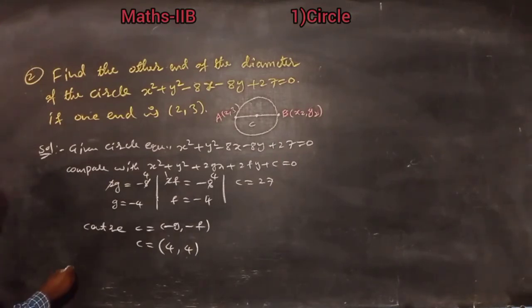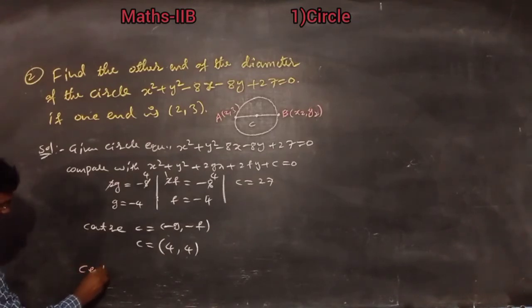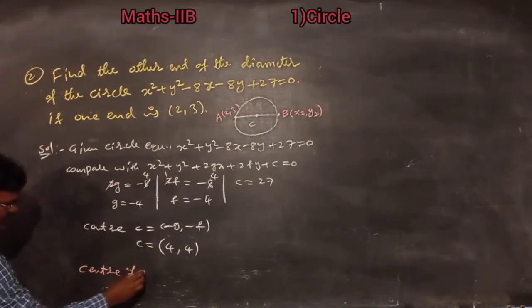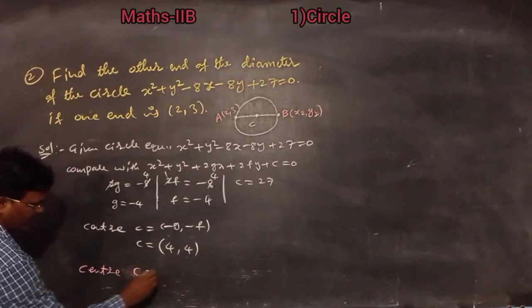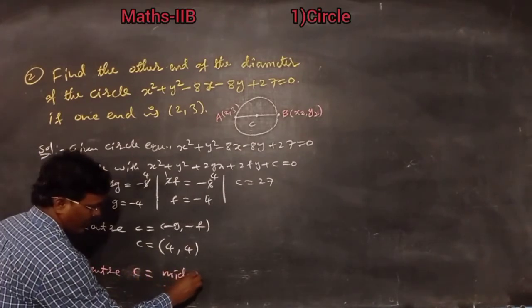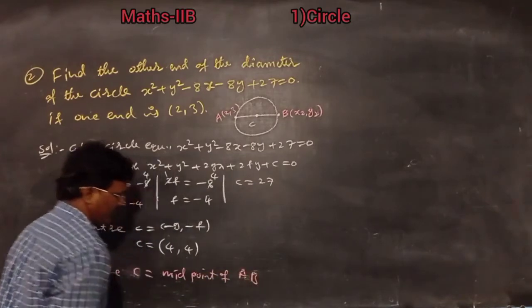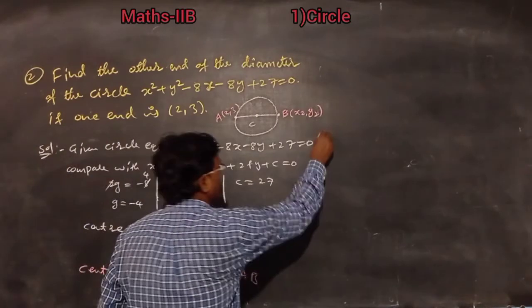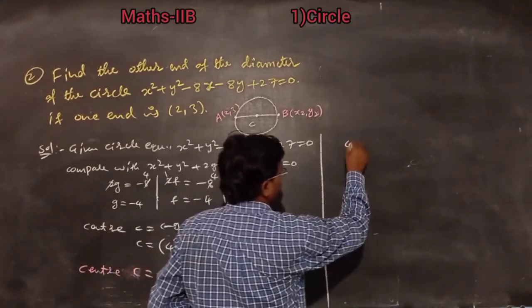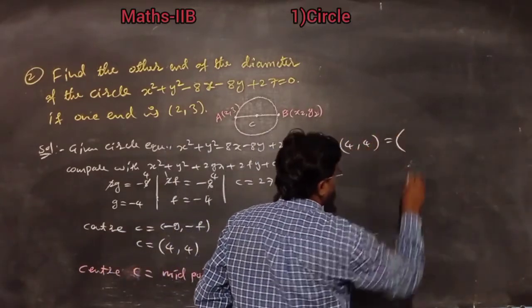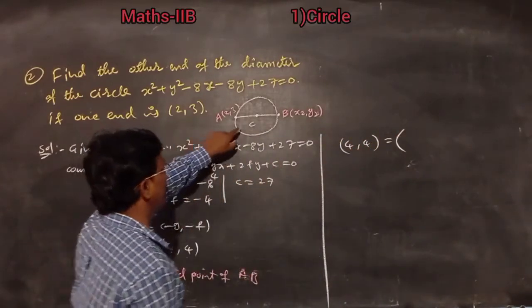So the condition here: center C is equal to midpoint of AB. Center, what is the center here? (4, 4) is equal to the midpoint formula. So midpoint of A, B. So what do you get here?